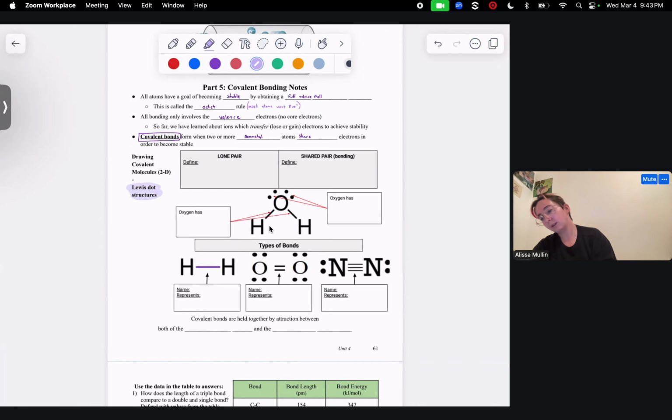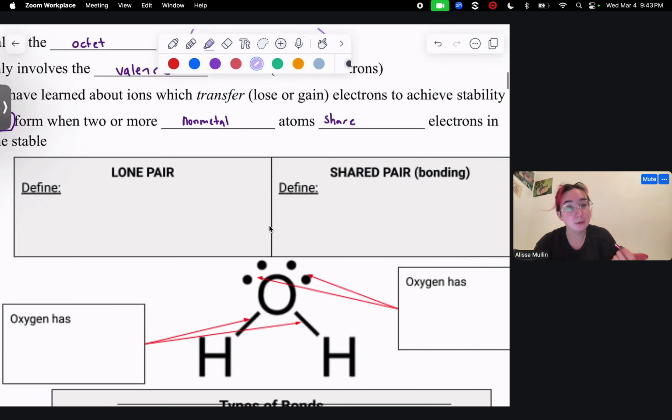There are 2 things that electrons can do when in a covalent molecule. Just in general, there are 2 options for those electrons. They can be unshared.